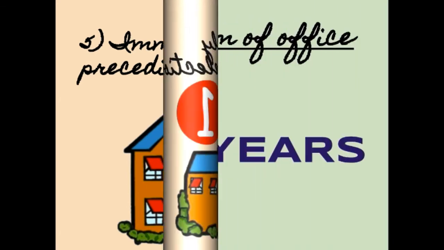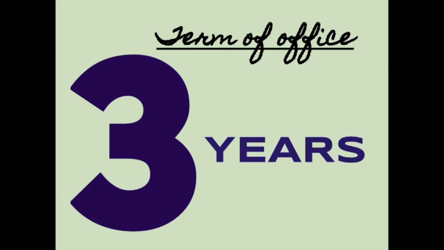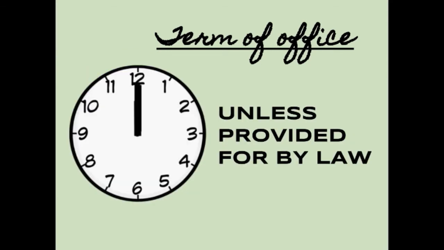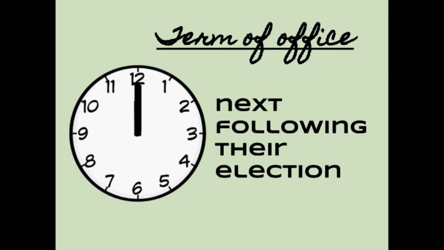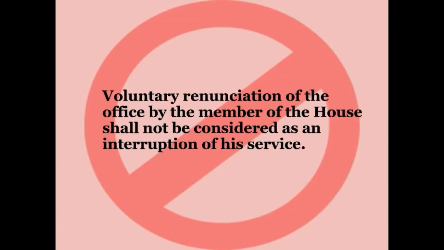The term of office for members of the House is 3 years, and unless otherwise provided for by law, it commences or begins at 12 noon on June 30, next following their election. A member of the House cannot serve for more than 3 consecutive terms. So again, he can serve for more than 3 terms, just not consecutively. And any voluntary renunciation of the office by the member of the House shall not be considered as an interruption of his service.